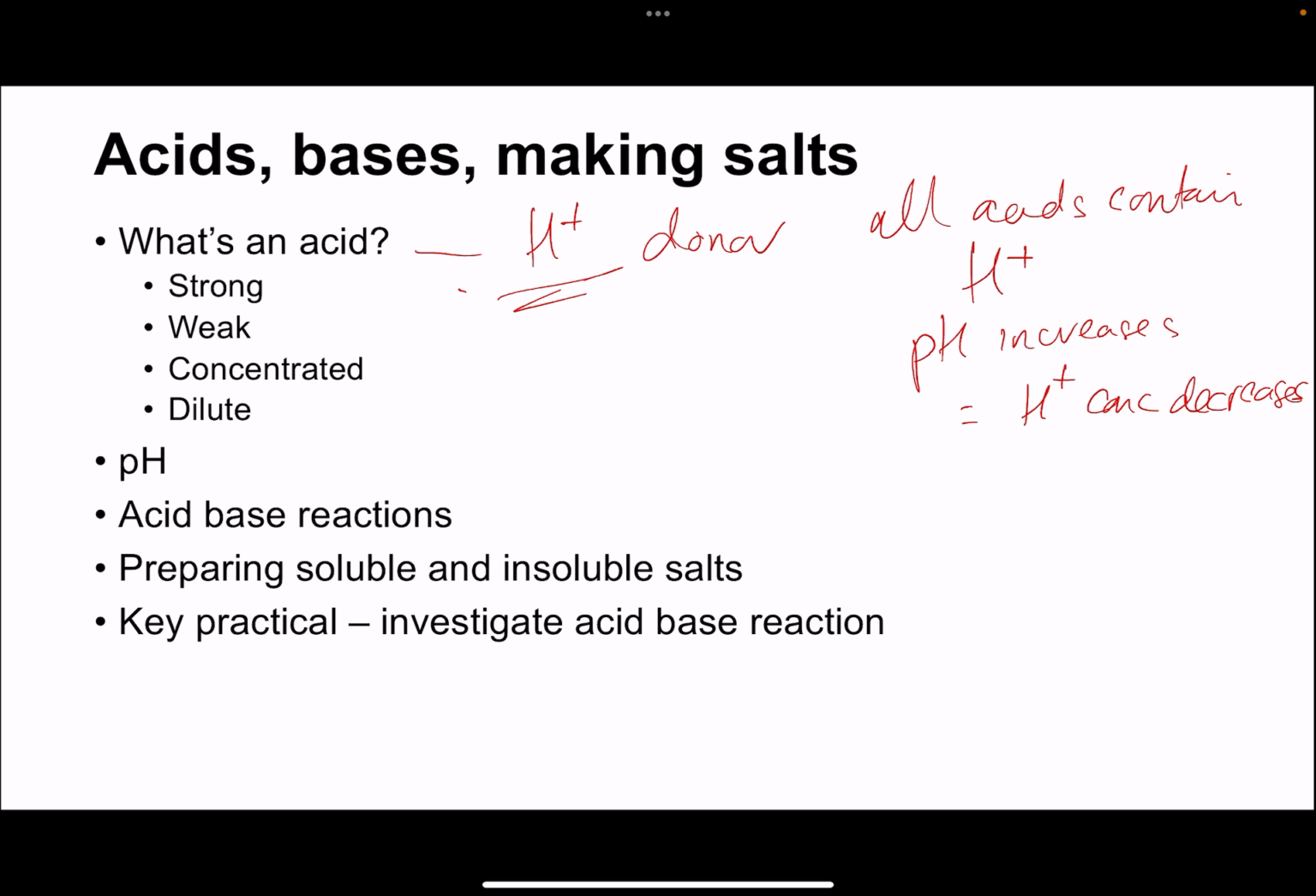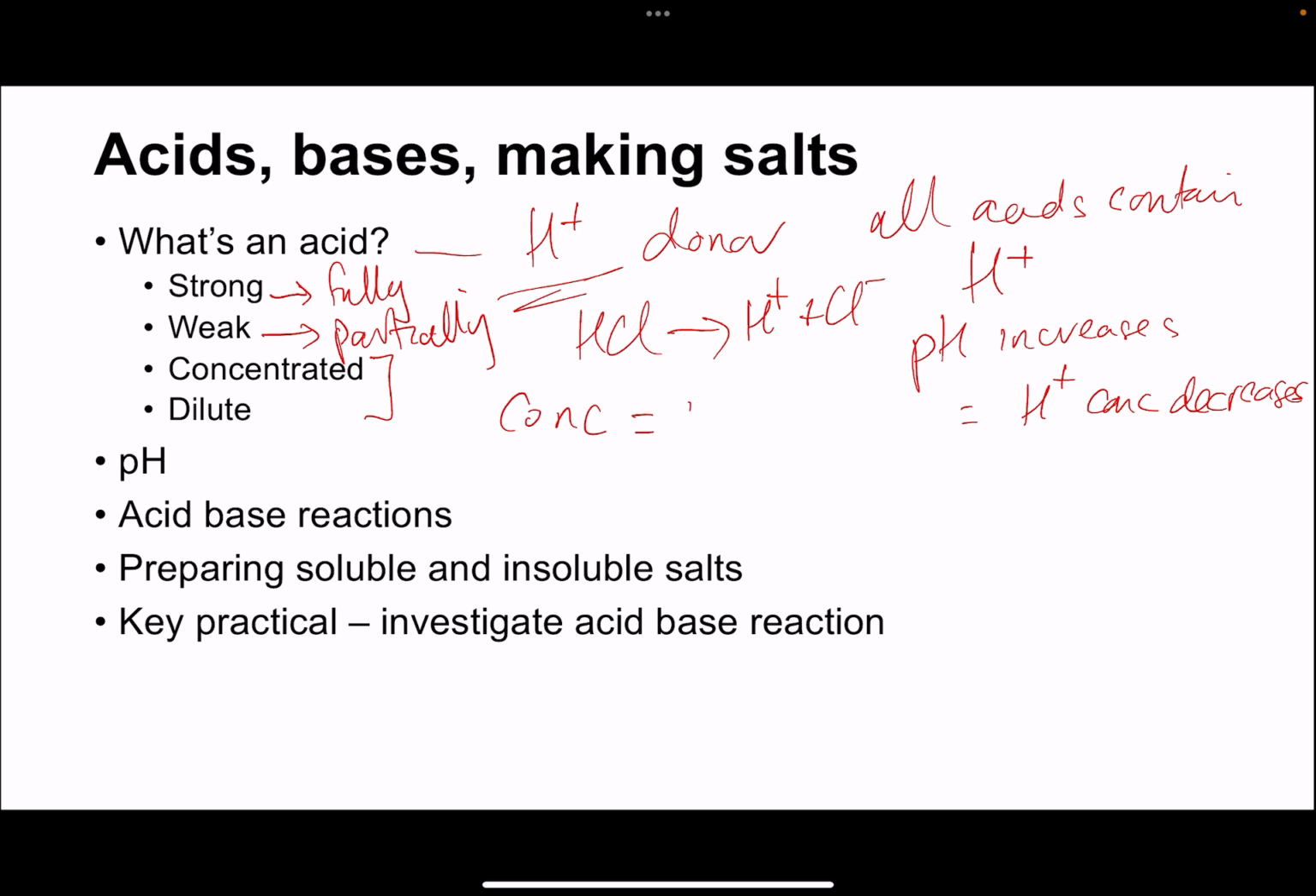Now, what's the difference between a strong and a weak acid? A strong acid fully dissociates, a weak acid partially dissociates. Fully dissociate means hydrochloric acid becomes hydrogen ions and chloride ions completely. A weak acid can be concentrated, like carboxylic acids, like ethanoic acid. The word concentration simply means the amount of solute dissolved in a known volume of solvent. So the more solute there is, the more concentrated it is.